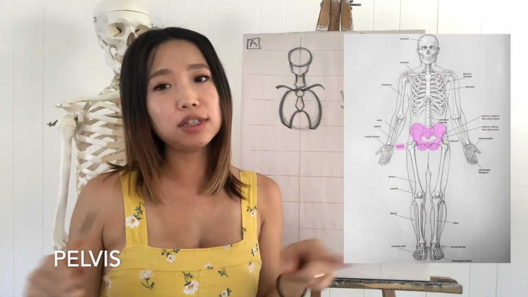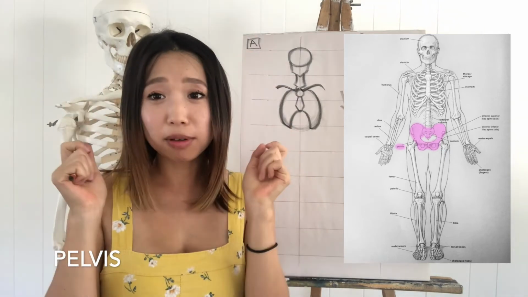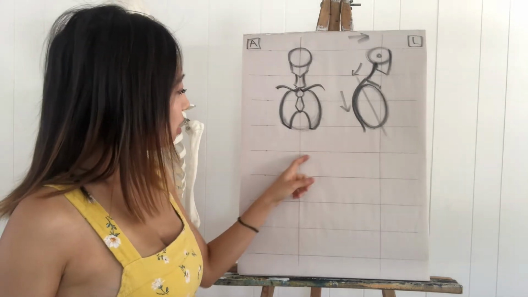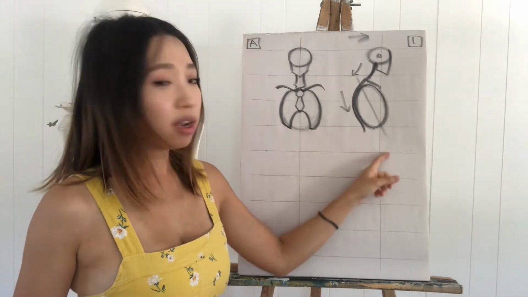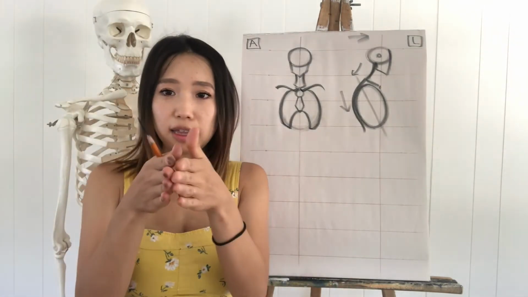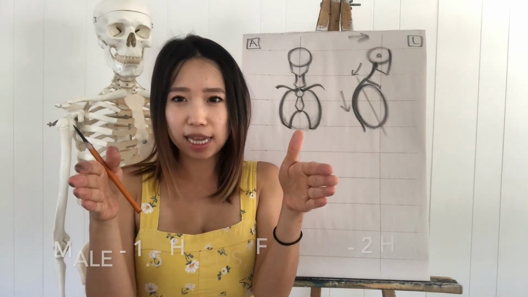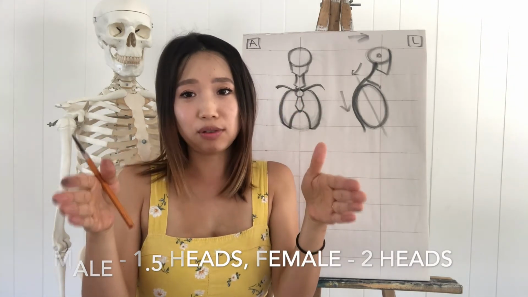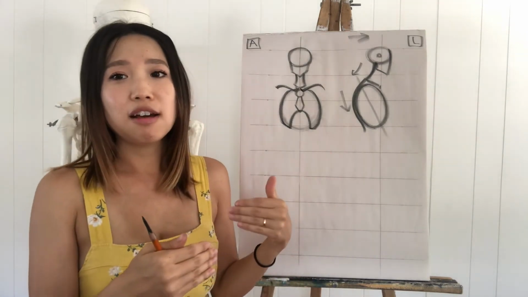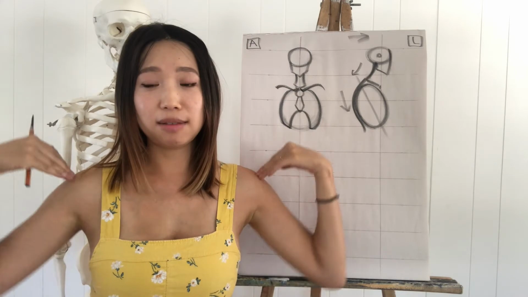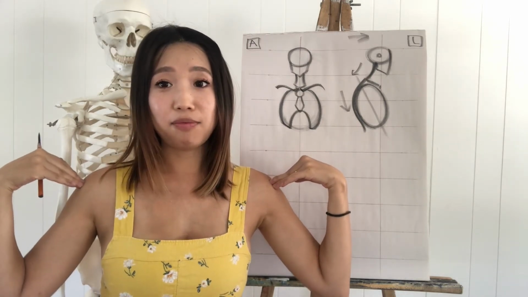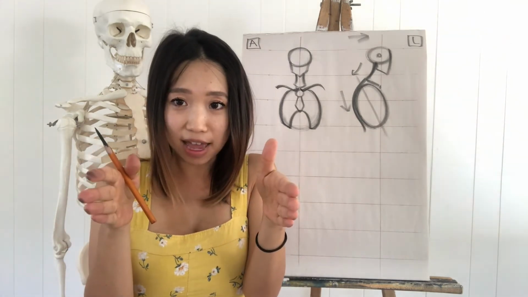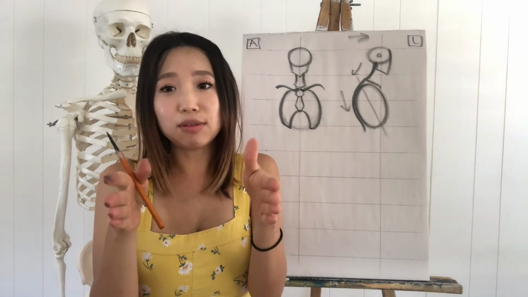Pelvis, it looks like a Mickey Mouse heart shape, like a Mickey Mouse ear. This is going to be your hip bone. So it's going to be, of course, sitting right underneath the rib cage, right here. For the male, the width of the male pelvis is usually 1.5 head, and for the female it's a little bit wider and it's going to be 2 heads. So it's going to be the opposite of the shoulder length. The male has the bigger shoulder, 2 heads, and the female has the 1.5 head, right? So the pelvis is going to be the opposite. The male pelvis 1.5 head, and for the female it's going to be a little bit wider.